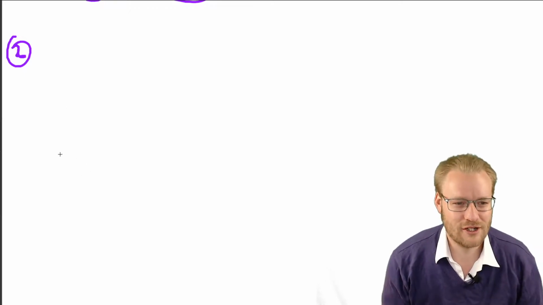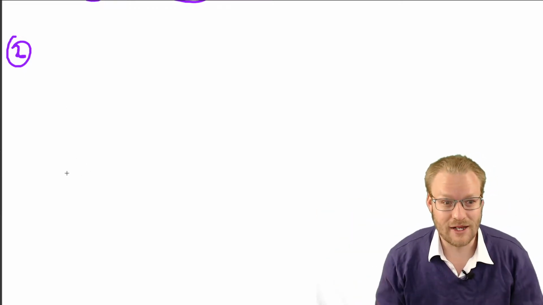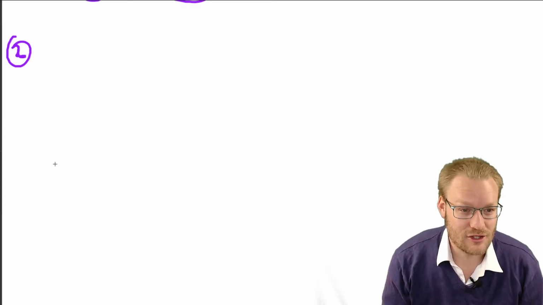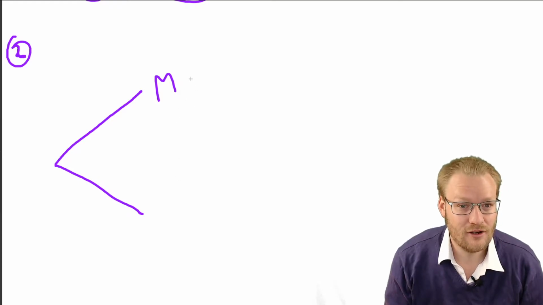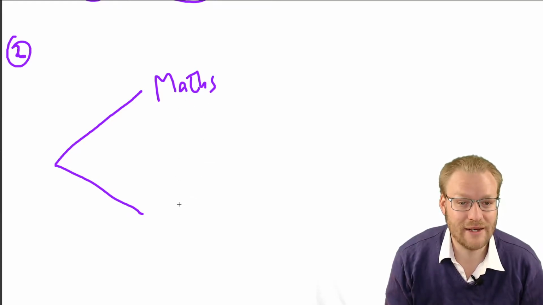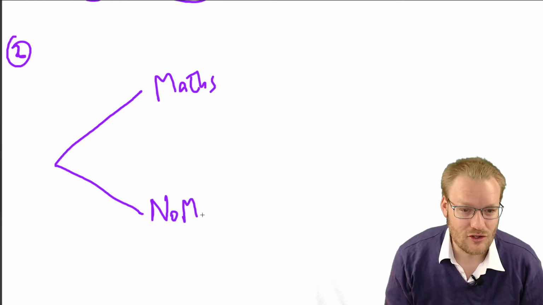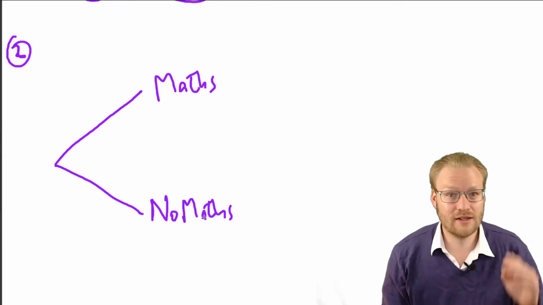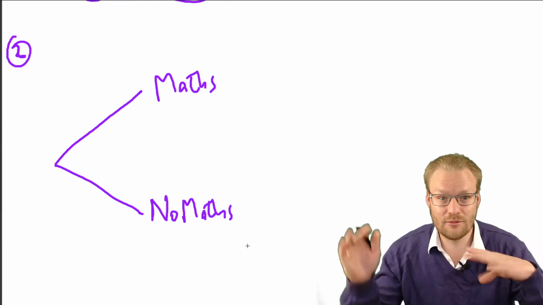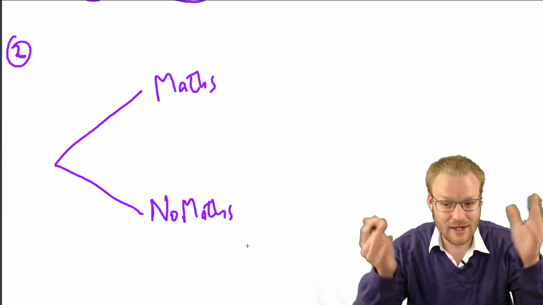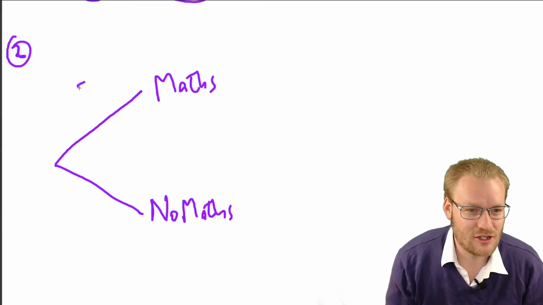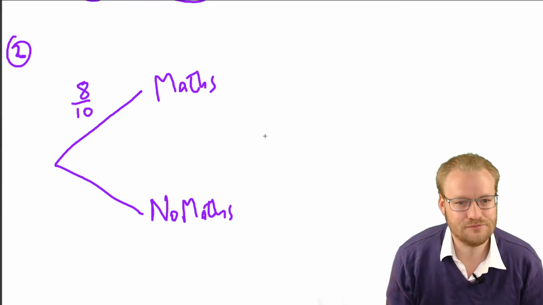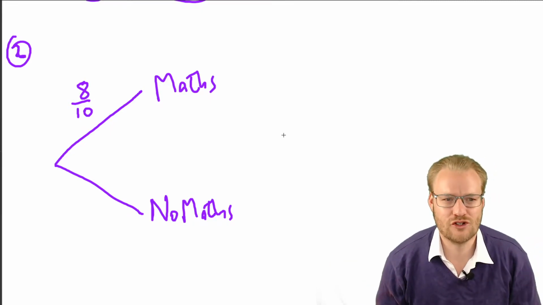So probability of doing maths. Now we are now beloved tree diagrams. So I'm just going to tell you, here we're doing maths, and the other one is no maths. So either one thing or the other thing must happen. There's no in between. I'm not half doing maths. I'm either doing maths or I'm not doing maths. And I'm going to tell you that the probability of me doing maths is a solid 8 out of 10. And let's pause at our tree diagram there.